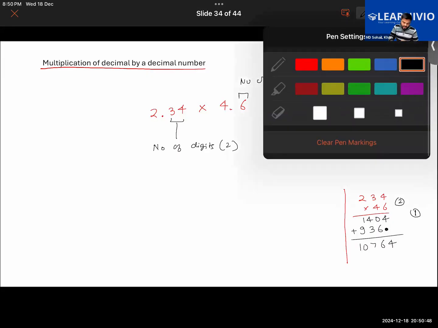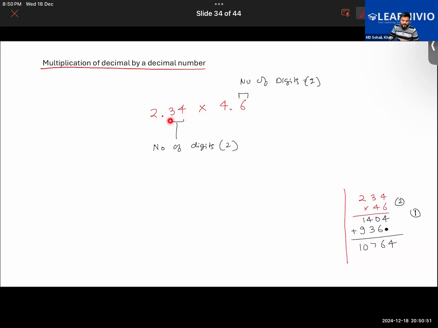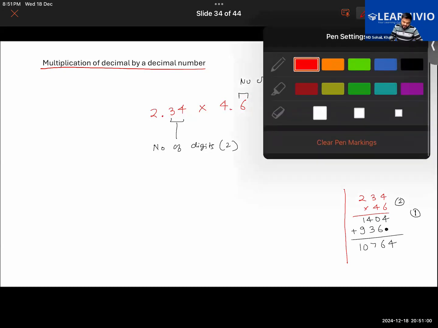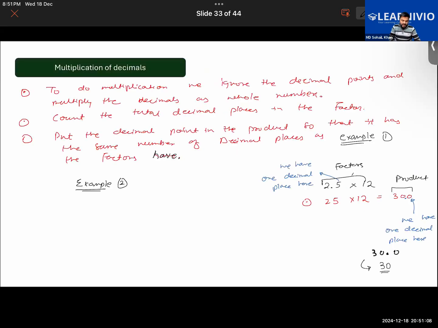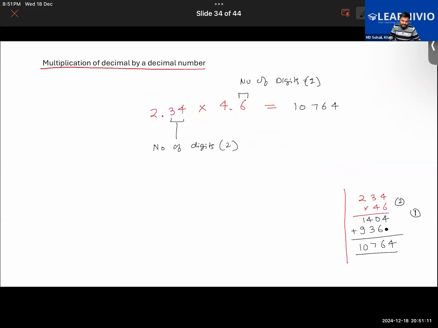Now, how many digits are there after the decimal point? How many decimal places? 2 plus 1 is 3. So the product we are getting is 10764. As per the method, you have to count the total decimal places in the factors. In the factors, how many decimal places are there? 2 plus 1, 3. So how many decimal places should be there in the product? There should be 3 decimal places.